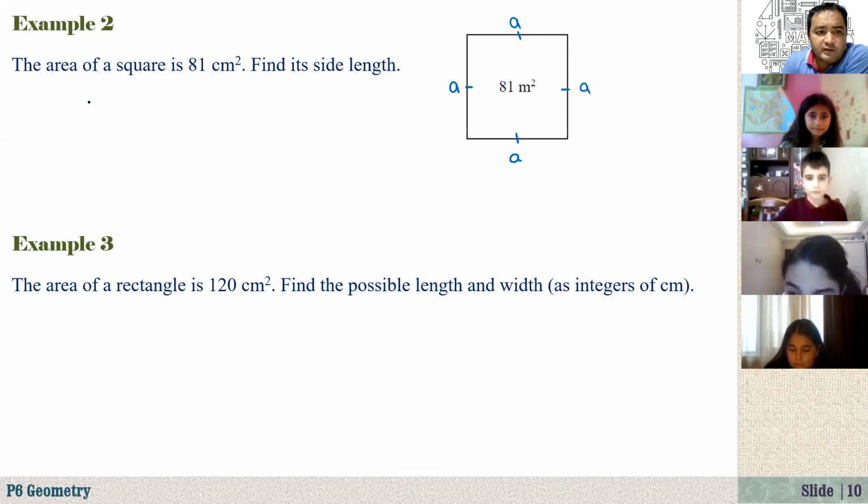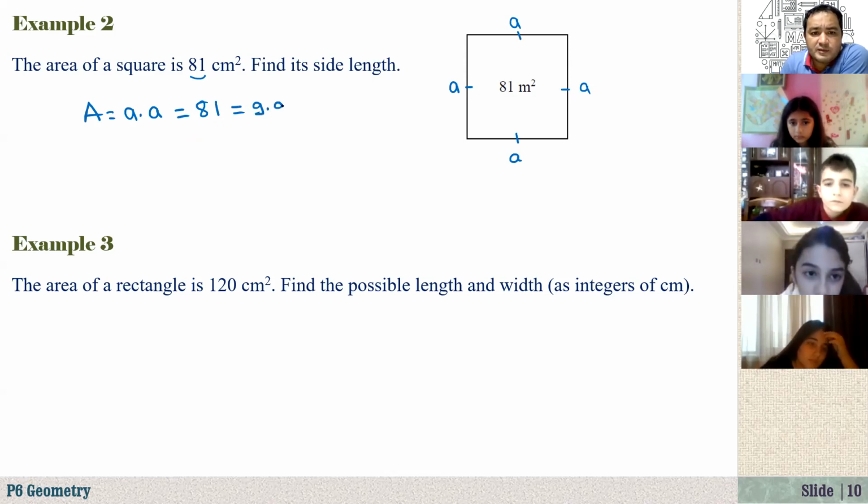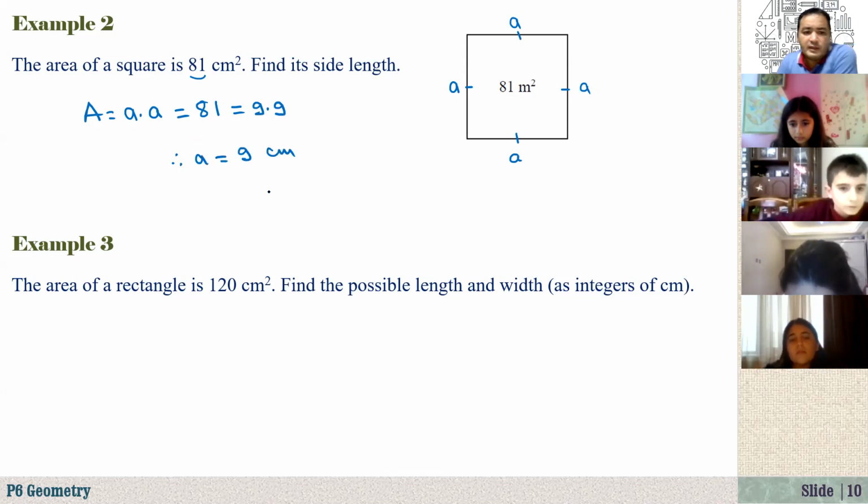And how do you find the area? Area is equal to A times A, which is equal to, given here, 81, right? So one number squared is 81. We know that 81 is 9 times 9. So one side of the square is, what is it? 9 centimeters.